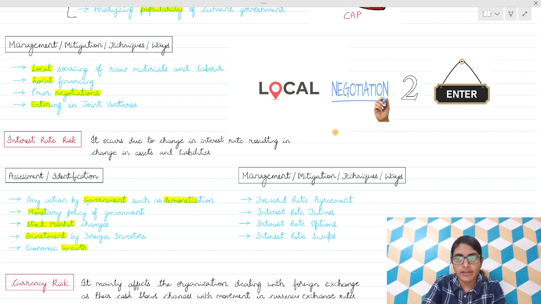Here again, two words of local: local sourcing of raw materials and labor, local financing. Negotiation: prior negotiations. Enter: entering in joint venture. Done.